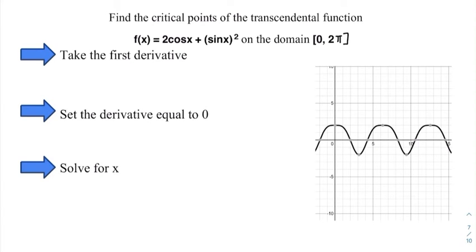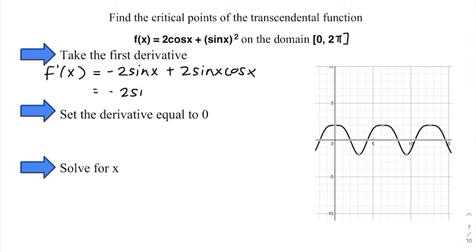In this example, we have a transcendental function f of x equals 2 cosine x plus sine squared x, and we are looking for the critical points on the domain 0 to 2 pi. The first step is to take the first derivative of this function. We can do this by using the rules for derivatives of trig functions, as well as the chain rule for that second term. If we do this, we get the first derivative to be negative 2 sine x plus 2 sine x cosine x. We can factor out the negative 2 sine x to get negative 2 sine x times the quantity of 1 minus cosine x.